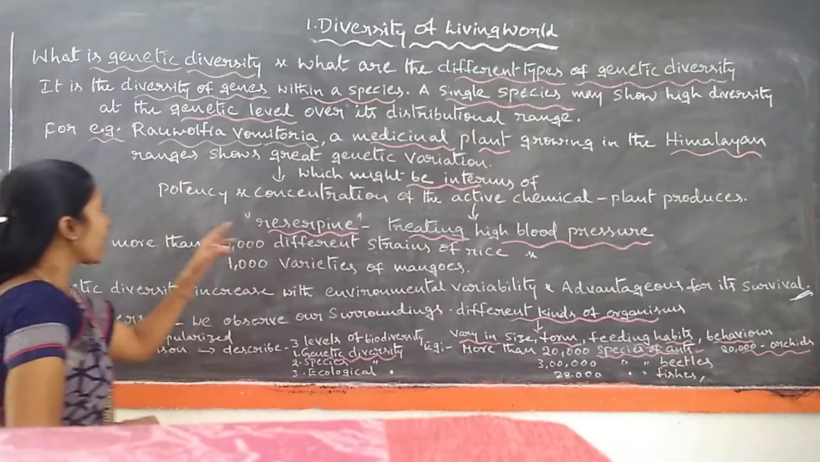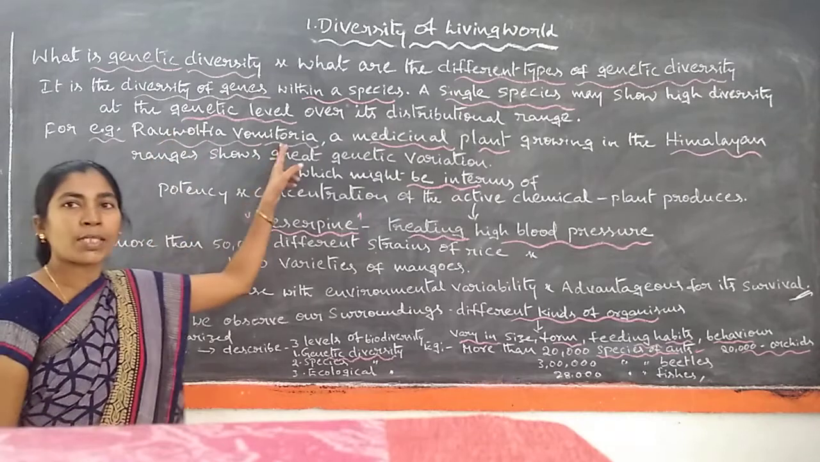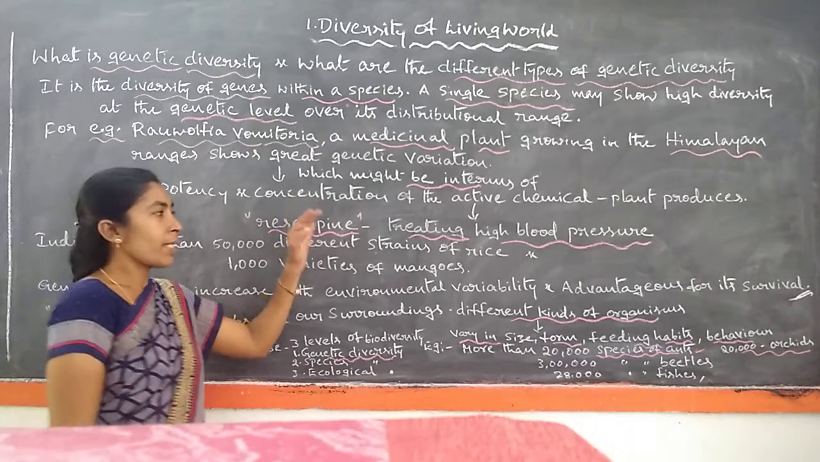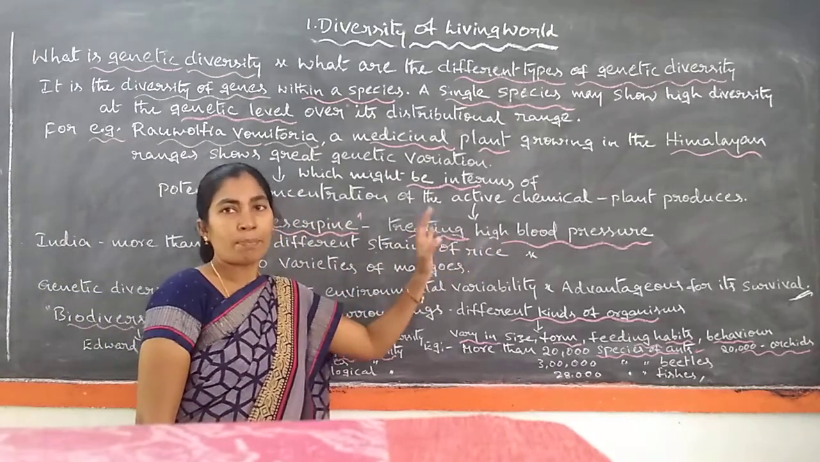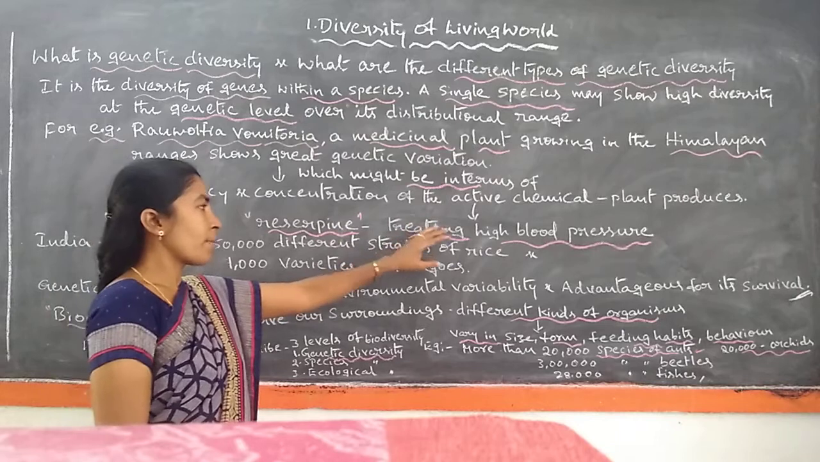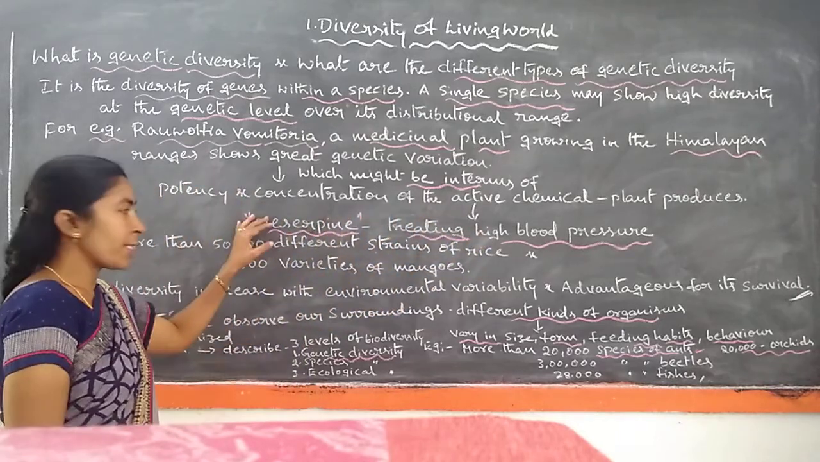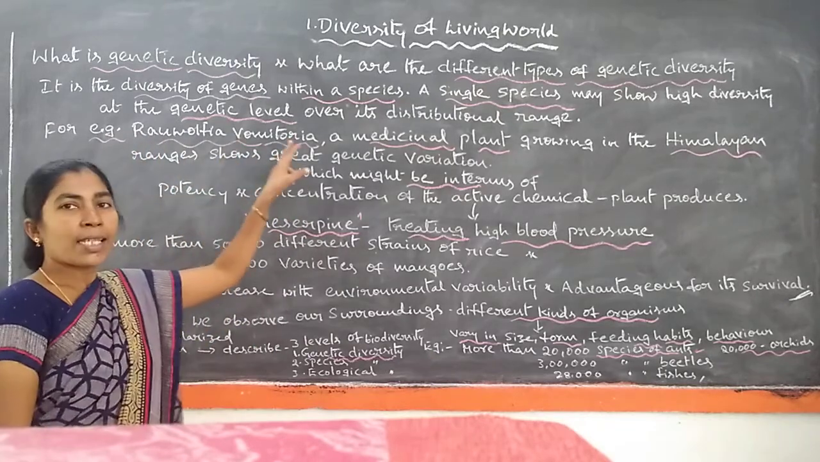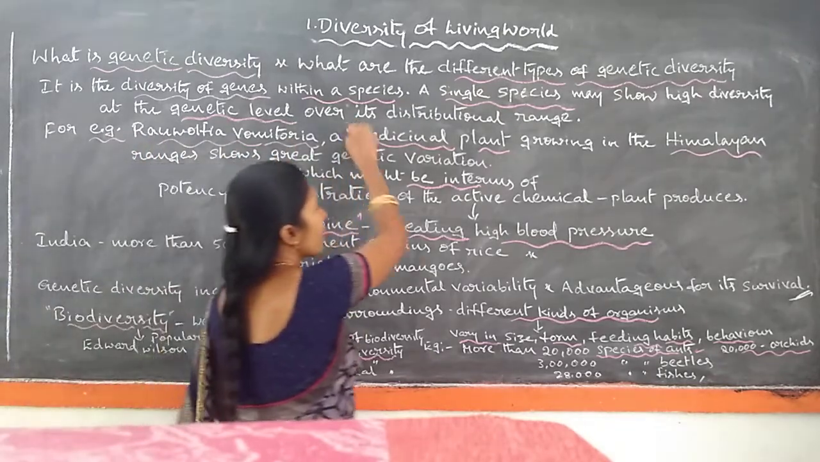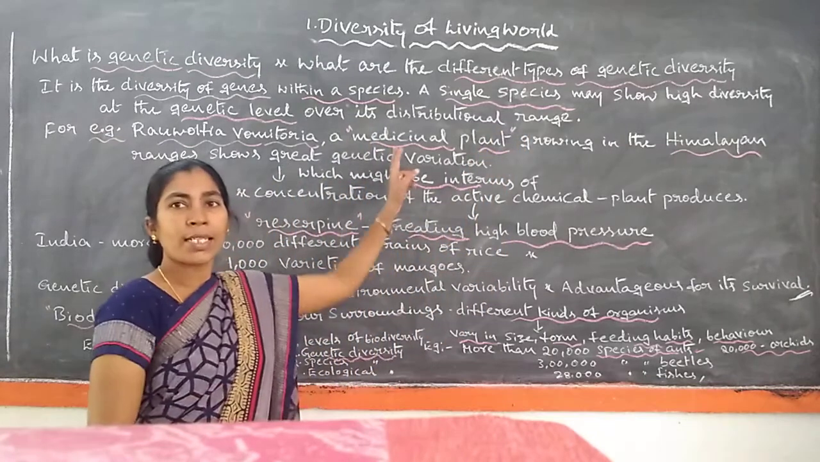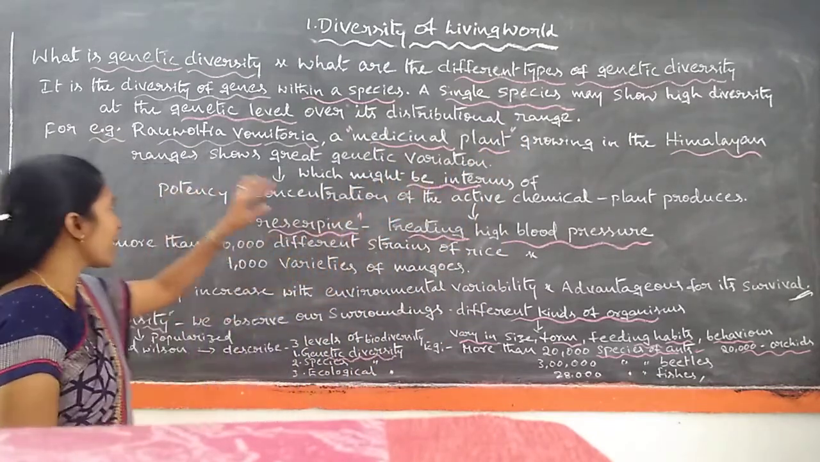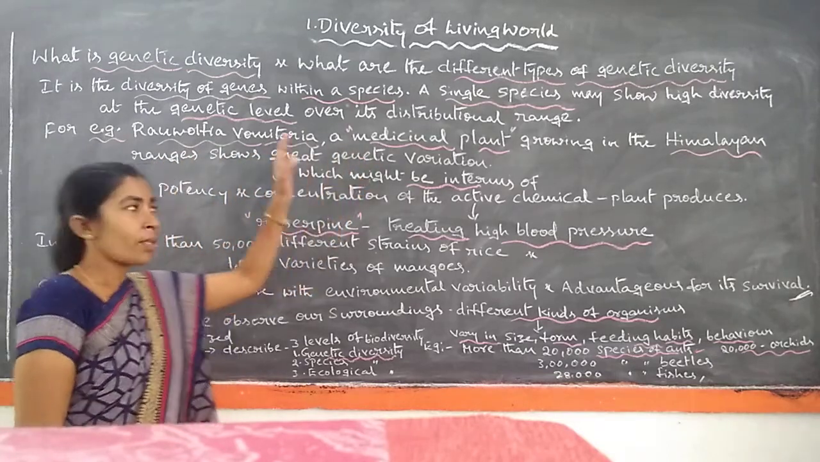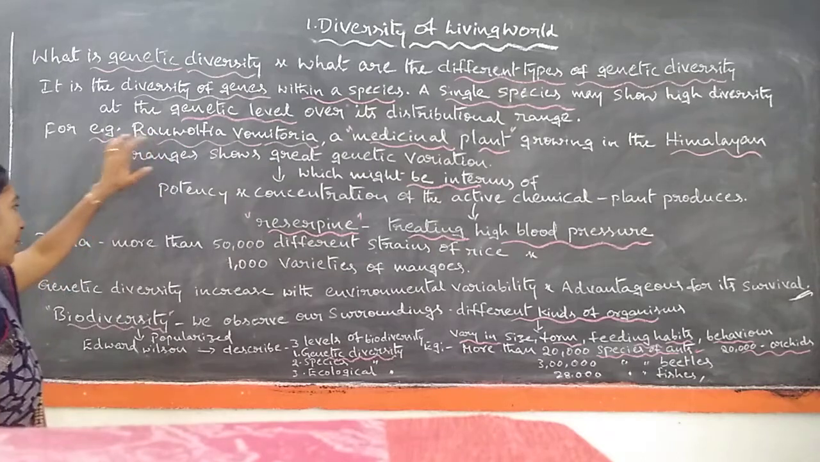Reserpine is extracted from the plant Rauwolfia vomitoria, and it is the medicine for treating high blood pressure. That is why Rauwolfia vomitoria is considered a medicinal plant. In which region does it grow? The Himalaya region. We also observe great genetic variation in this plant.